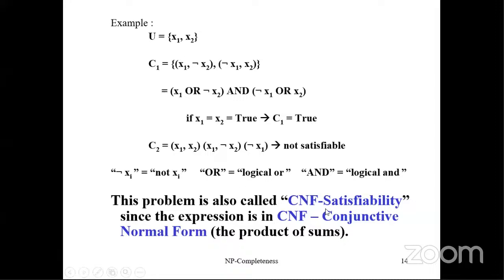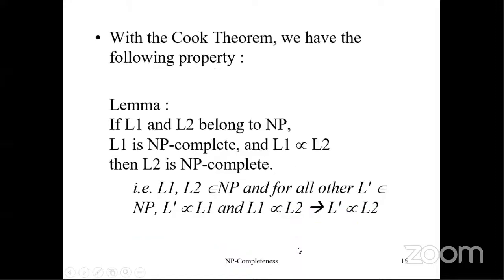So what we have is that for such a problem, this kind of problem is called the CNF satisfiability, since the expression is in CNF. But why is it in CNF? If an expression of this form can be guaranteed not satisfiable, it is in CNF. So CNF is conjunctive normal form, which is the product of sums. So when you look at the quotient, we have a property that explains this very interesting analogy.